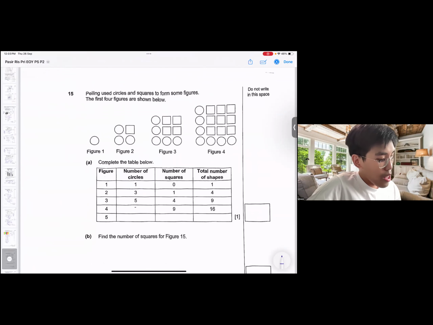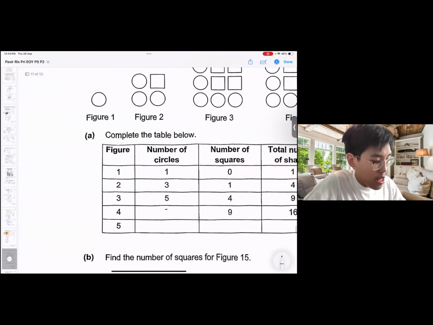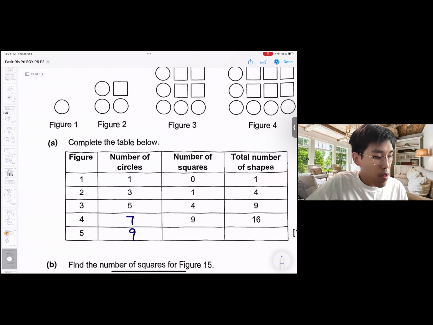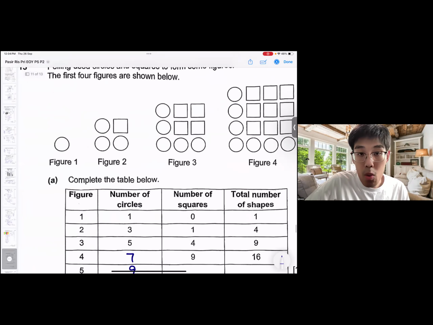Okay, so complete the table below. 1, 3, 5, 7, 9, obviously, because it's all plus 2. Okay, number of squares. If you look at the number of squares, you see it's actually 1 square, 2 square, 3 square, 4 square, 5. So these are called square numbers.